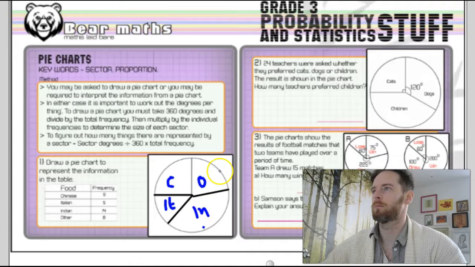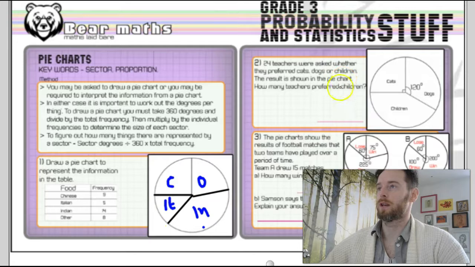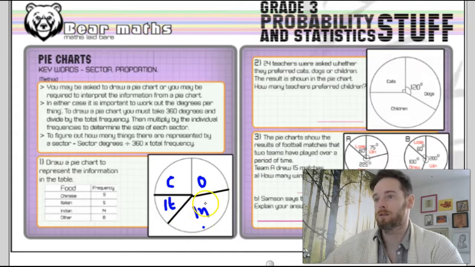I can't fit the words in, but I can write the initials, or if they've got the same starting letter, the second letter is used there, indicating very clearly what represents what. Okay, so the most popular food there, if we were going to look at that, then we'd say is Indian food, because it's got the biggest piece of the pie, proportionally.